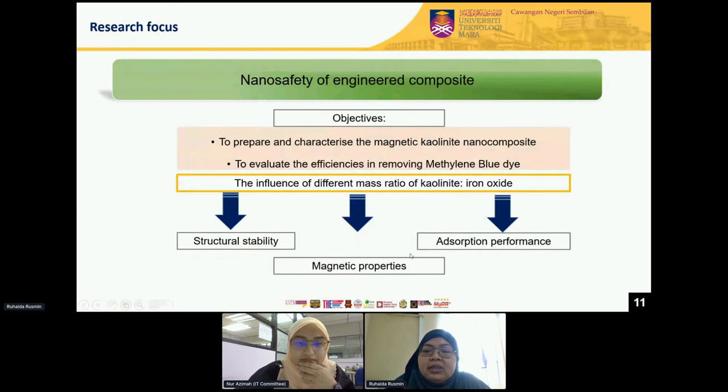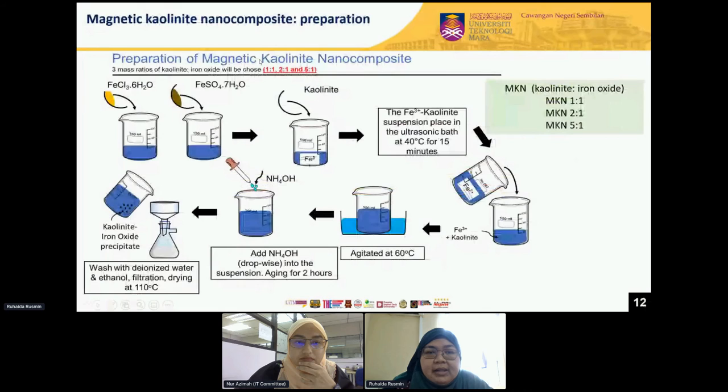Means that we want to see how this kaolinite and iron oxide interact with each other, so that at the end of the day, hopefully this information will tell us something about their fates. It will help us go further to our next phase of the research in looking into its stability and also its transformation when entering the environment, so that it will go back to our main aim to look into the nano safety of this material.